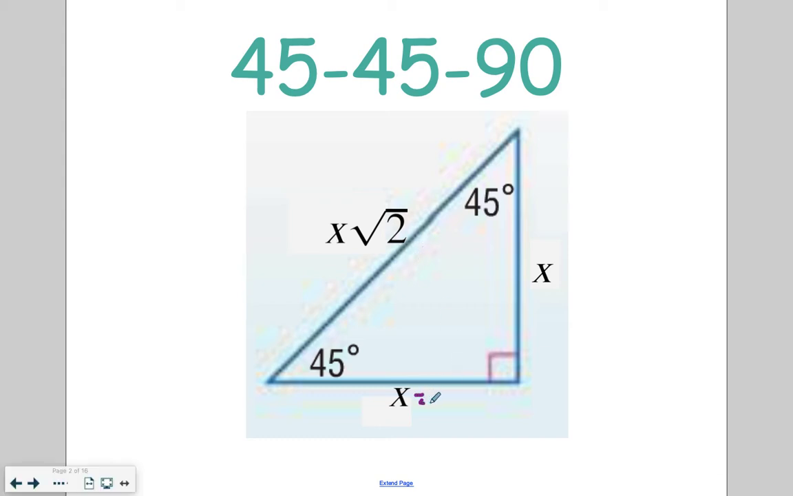So for example, if x was equal to 9, then this other leg would also equal 9, and this hypotenuse would be equal to 9 times the square root of 2, which if I solved that would be 12.73. But we're going to write this out with what we call exact answer format, so we would leave it as just 9 times the square root of 2, because then we don't have to do any rounding with the decimals. So again, the legs are going to match, and the hypotenuse is going to be that leg measurement times the square root of 2.